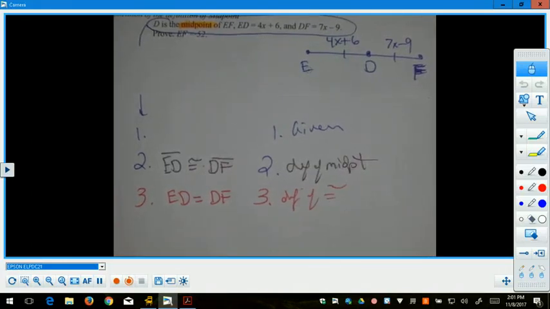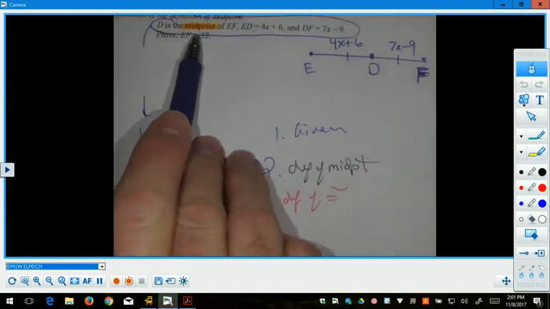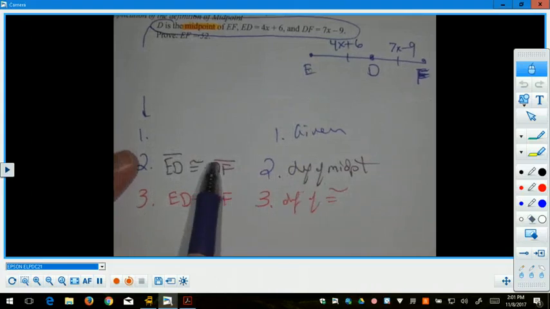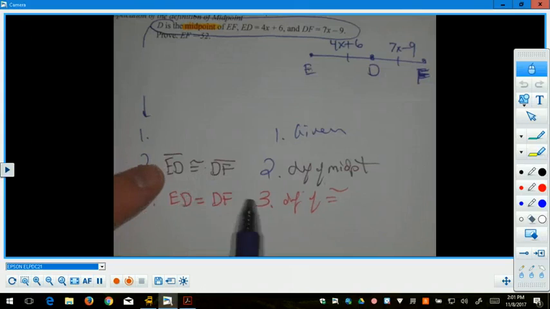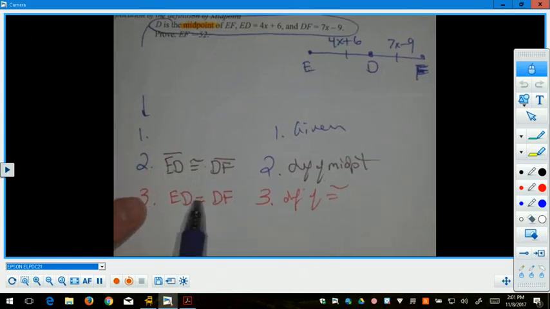If you see a fill-in-the-blank proof, it'll probably be like this because technically this is the order we're supposed to do it in. You told me midpoint. By the definition of midpoint, I can say this. Hey, I said they're congruent. By the definition of congruent, I can say this.